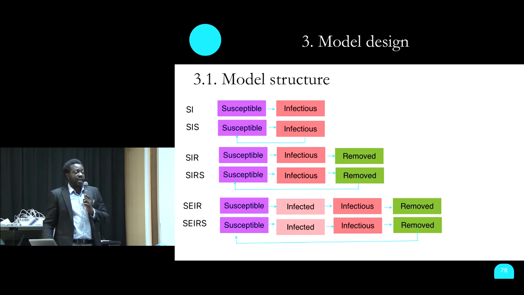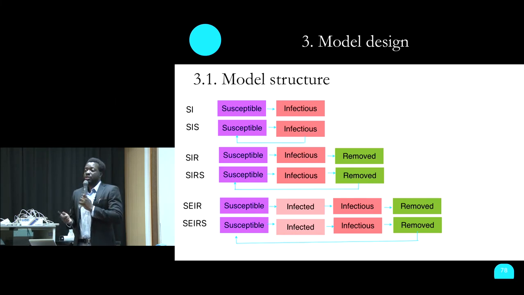The next one is the SIRS. It's just the same, but you come back to the susceptible. If you are immune in the case of SIR, you remain there. But in the case of SIRS, the removed can come back. For some infections, you can lose your immunity over time. For example, in some cases of mumps, people can lose their immunity and become susceptible again.